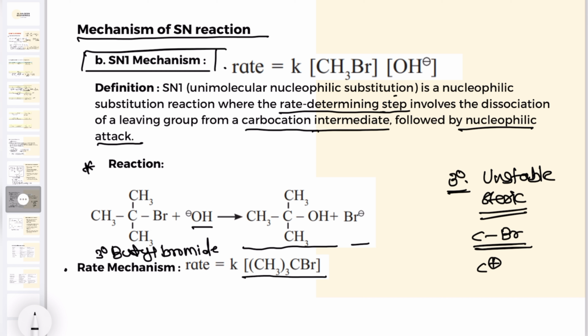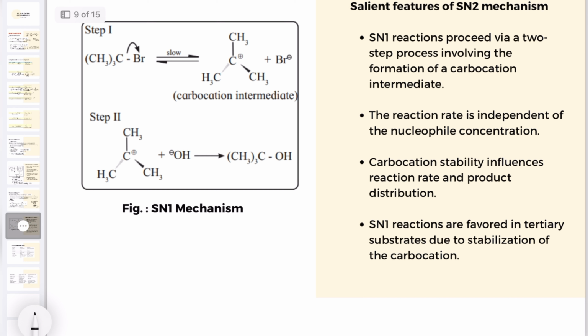Then in the next step, attack of this OH minus takes place on this carbon atom and formation of product takes place. So let us see. In the first step, what happened? This C-Br bond is broken. This is the slow step. The slow step is always known as the rate determining step. Then the carbocation intermediate is formed. This carbon containing 3 CH3 groups is arranged in a triangular planar manner, and this Br minus is on this side.